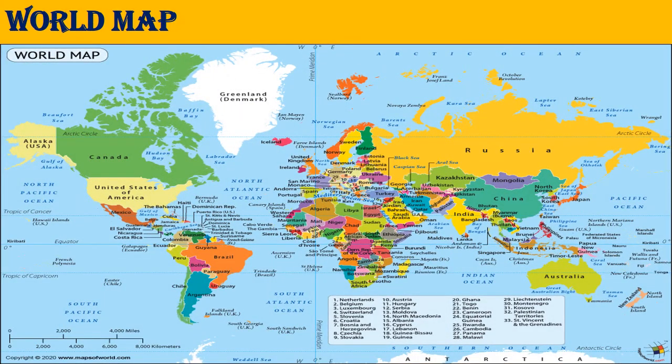Kids, look at this. This is the world map. This map is showing the different landforms on the surface of the earth, which includes areas of water and areas of land. It is also showing the different countries which are located on the earth.